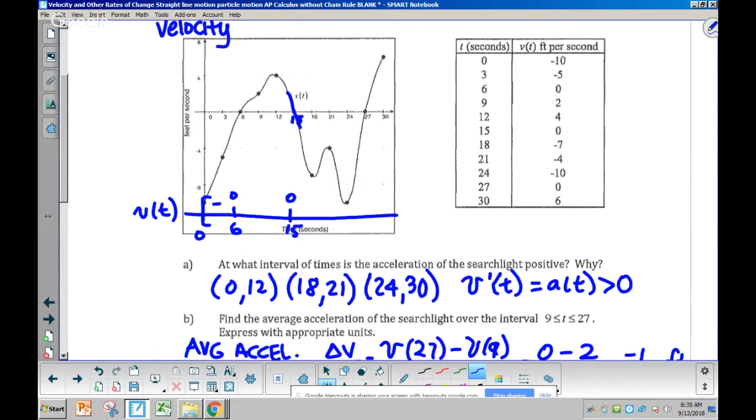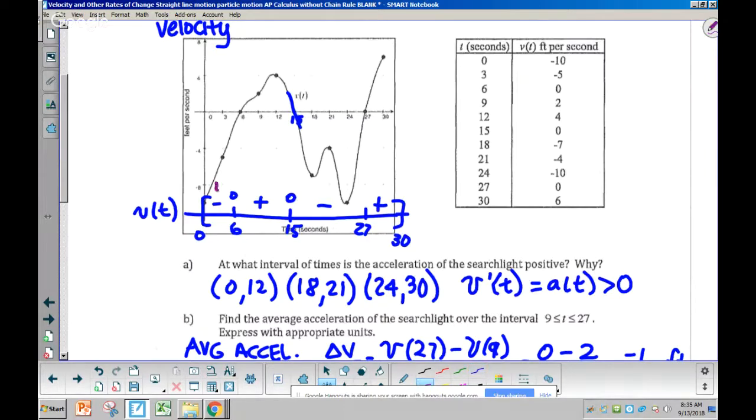And then it's 0 again at 27. And then it ends at 30 here. So then it's positive in this interval, it's negative in this interval, and then it's positive again in this interval. Everybody agree?